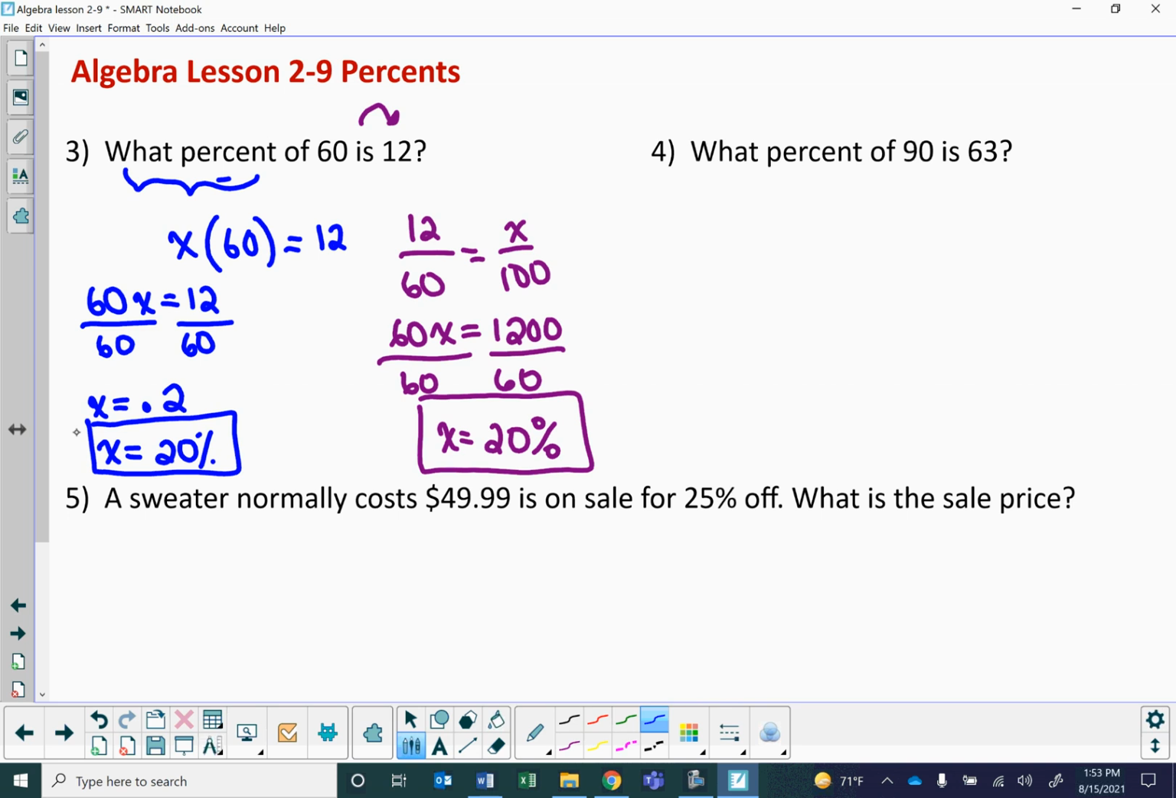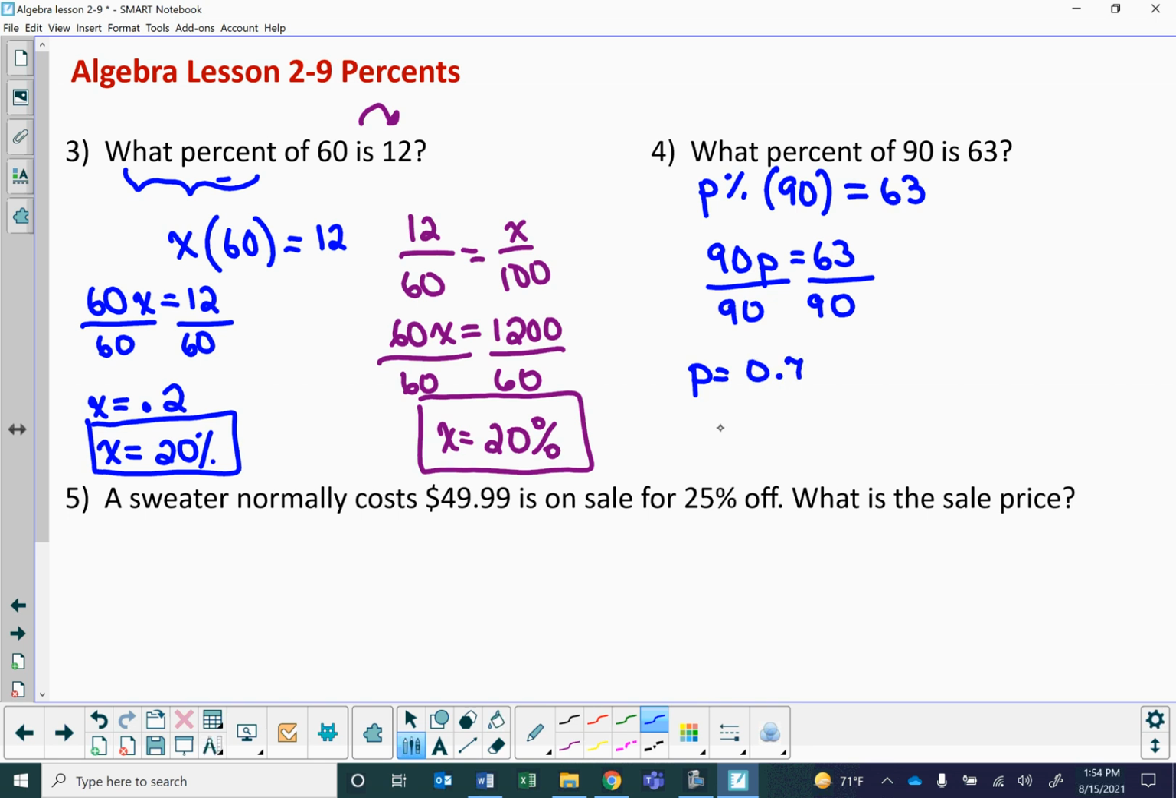All right, what percent of 90 is 63? Okay, what percent of 90 is 63? All right, so P percent of 90 is 63. Okay, so basically 90p equals 63, divided by 90. P will equal 63 divided by 90, which is 0.7. So P percent would equal 70%.